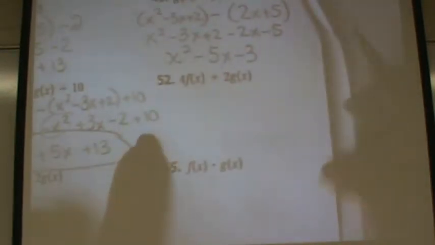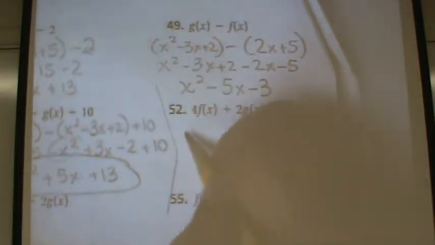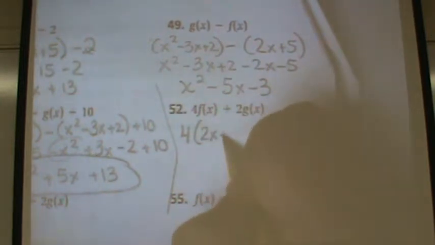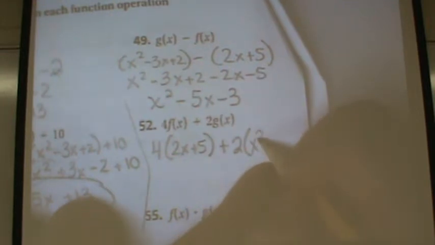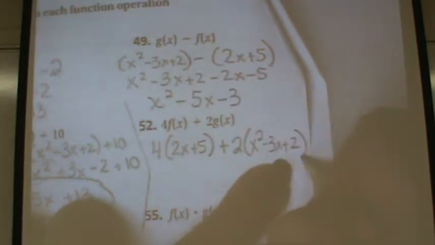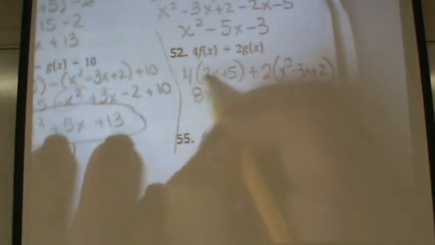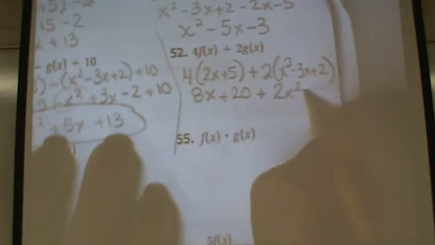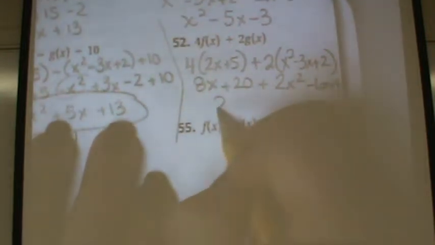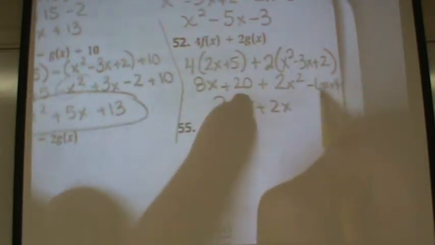52. What is it telling you to do? Take 4 and multiply it by the f function. So 4 times 2x plus 5 plus 2 times the g function. So distribute. 4 times 2x is 8x. 4 times 5 is 20. 2 times x squared minus 6x plus 4. Add like terms. 2x squared plus 2x plus 24.